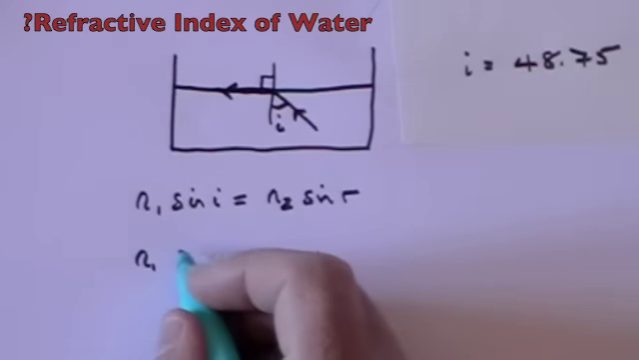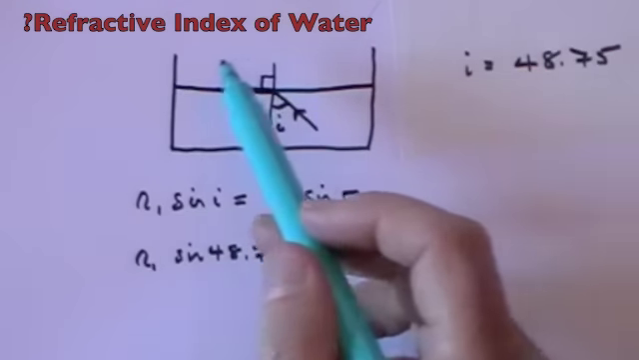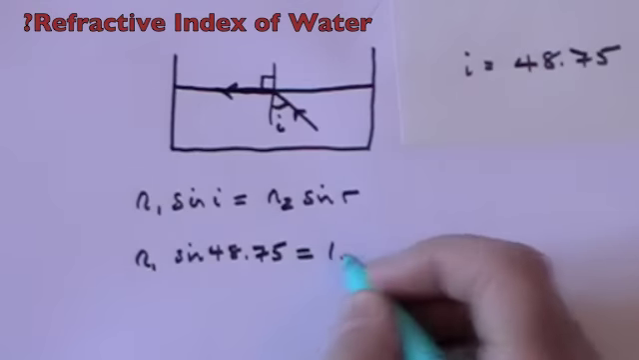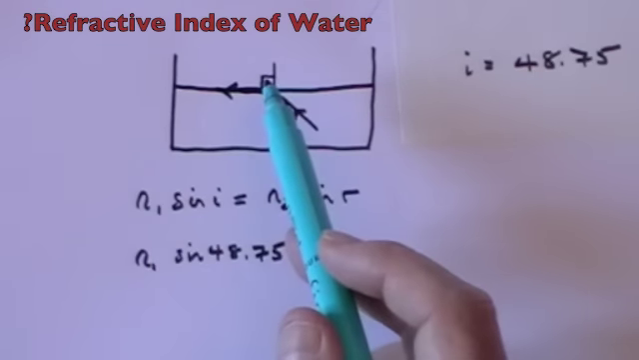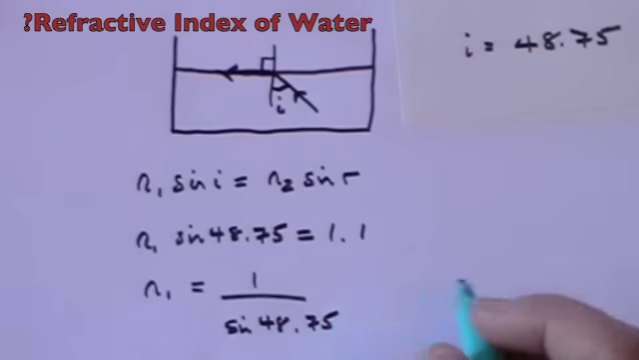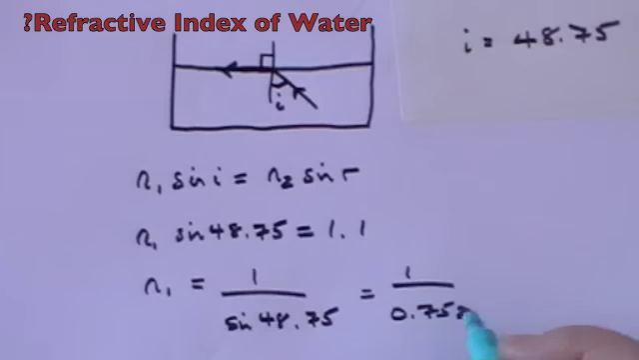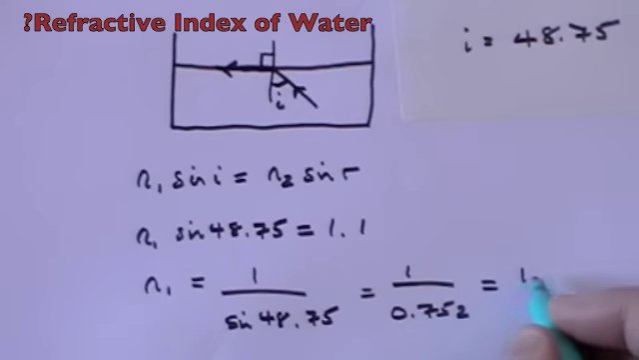The sine of I, the sine of 48.75 degrees, is equal to N2, the refractive index of air, which we can regard as 1, times the sine of 90, and the sine of 90 is also 1. So N1 is going to be 1 divided by the sine of 48.75 degrees, and that is 1 divided by 0.752, if you look that up in the sine tables, and that is equal to 1.33. So the refractive index of water is 1.33.